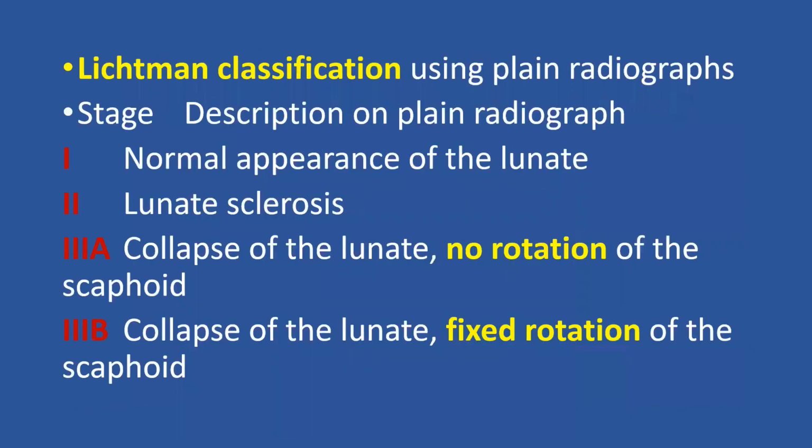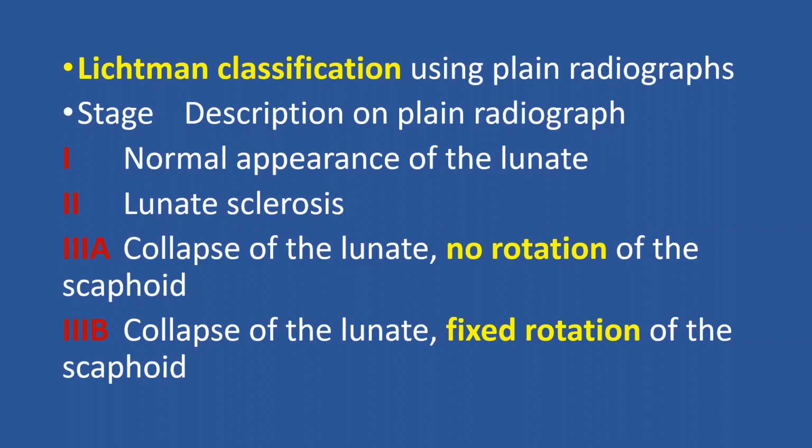Kienböck's disease. We have avascular necrosis of the lunate, and there is a Lichtman classification that we always ask about in the exam when we present Kienböck's disease. It's classified into 4 types. One is apparent avascular necrosis with normal appearance of the lunate. 2 is an intact lunate, but there is sclerosis or increased density.